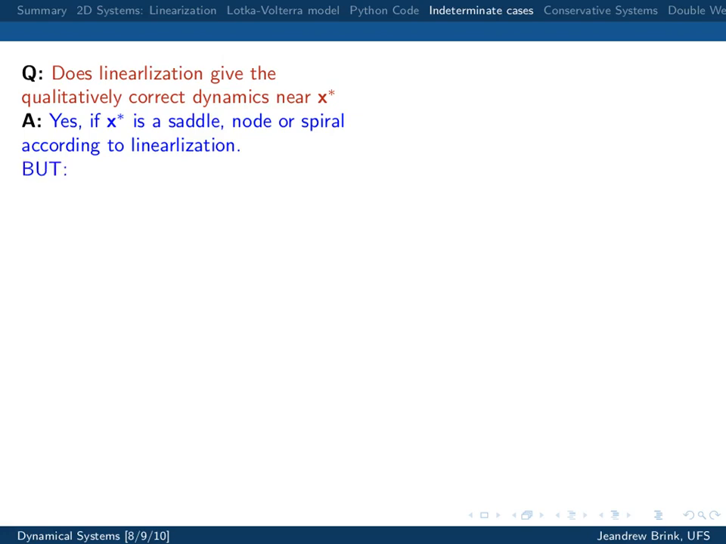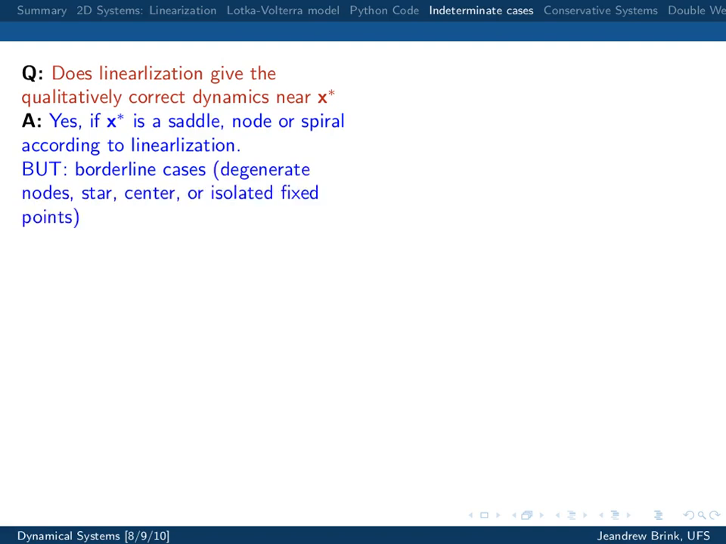The places where it doesn't work, and I'm going to actually give you an example that illustrates that, are the borderline cases. In other words, all those cases, as I said, that are lines on the phase diagram, that's possible for various traces and determinants. All those borderline cases, such as degenerate nodes, the star, the center, and isolated fixed points. That's basically being on the line where delta is 0, like that delta equals 0 line. All those cases can be altered.